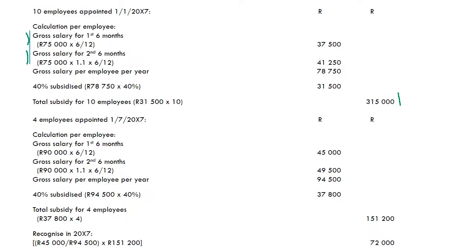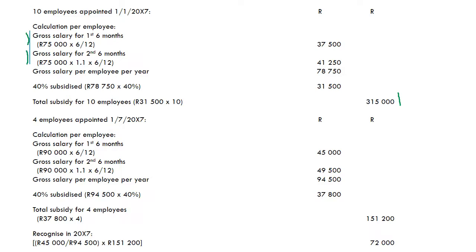Then let's think about this. The whole expense for which this grant is intended was there for the whole year. So for the first 12 months, they were all employed. The subsidy is only available for the first 12 months. Therefore, the whole expense is in this year, therefore the whole subsidy can be recognized within this year. So the full 315,000 can be recognized.